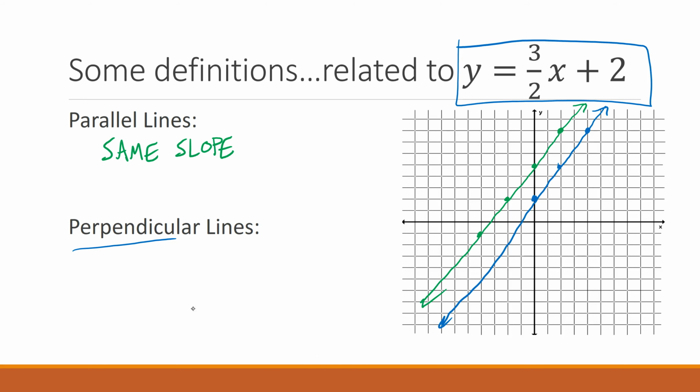Perpendicular, in case you don't know what that vocabulary word means, perpendicular means that the lines intersect at right angles. And I'm not sure if you remember what right angles are. Hopefully you do, because you're 9th or 10th or 8th graders. But perpendicular lines are ones that form a right angle. These two lines are perpendicular because they form a right angle.